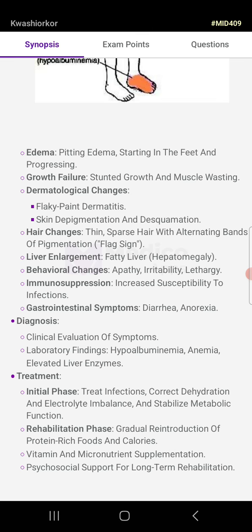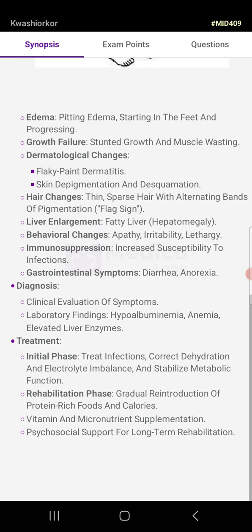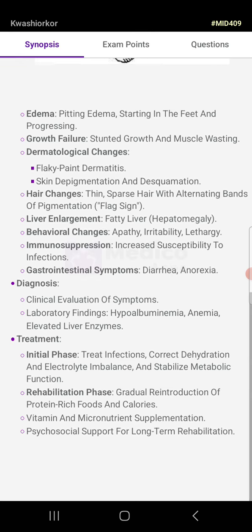Liver enlargement like fatty liver, hepatomegaly. Behavioral changes like apathy, irritability and lethargy. Immunosuppression like increased susceptibility to infection. Gastrointestinal symptoms like diarrhea and anorexia. Diagnosis: clinical evaluation of the symptoms, laboratory findings like hypoalbuminemia, anemia, elevated liver enzymes.